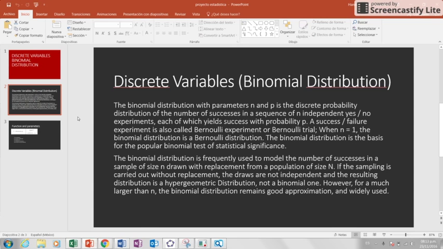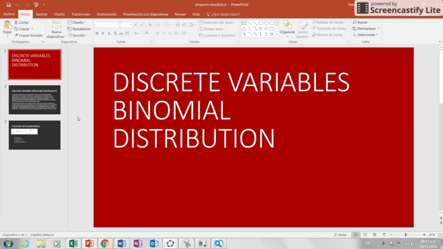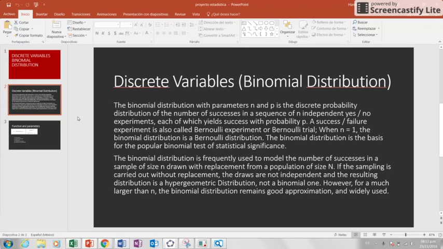So I'm going to talk about discrete variables, an example of which is the binomial distribution. A binomial distribution with parameters n and p is the discrete probability distribution of the number of successes in a sequence of n independent yes or no experiments, each of which yields success with probability p. A success or failure experiment is also called a Bernoulli experiment or Bernoulli trial. When n equals 1, the binomial distribution is a Bernoulli distribution.